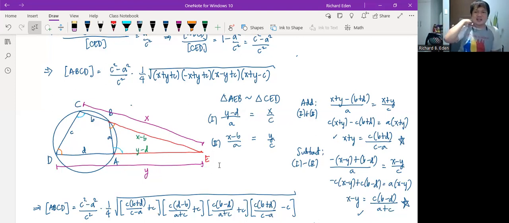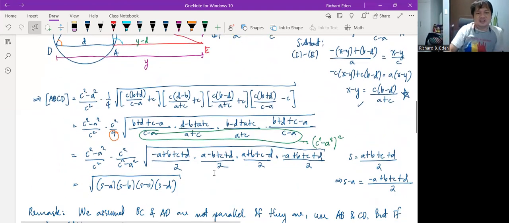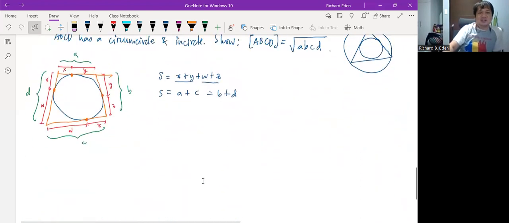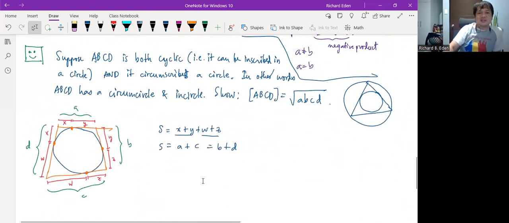I think you should be able to work this out. So S is equal to A plus C. In a quadrilateral which is in a circle, what this is saying is that if you take two opposite sides, A and C, and then B and D, you're always going to get the same sum. A plus C is equal to B plus D. In fact, each of them is equal to the semi-perimeter.